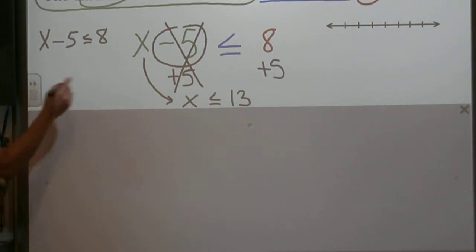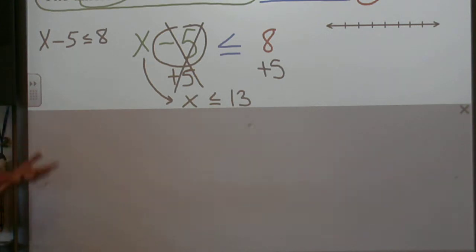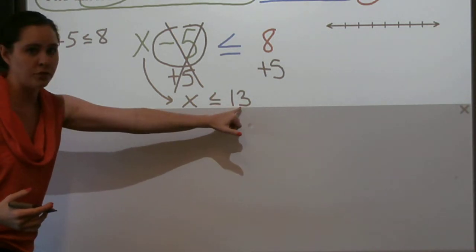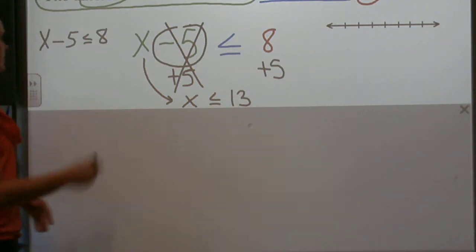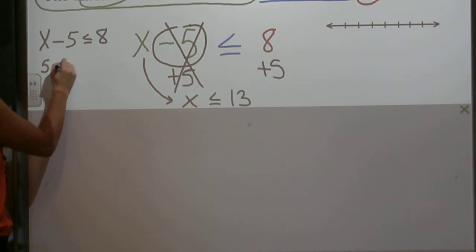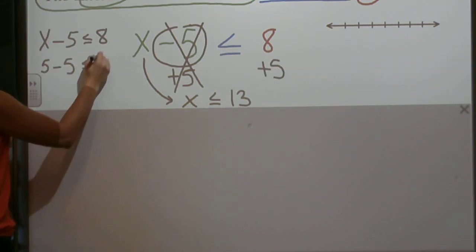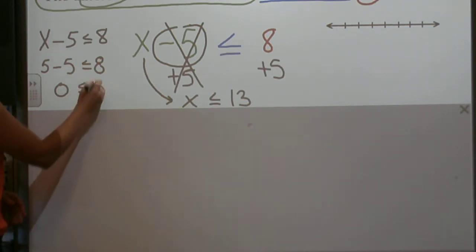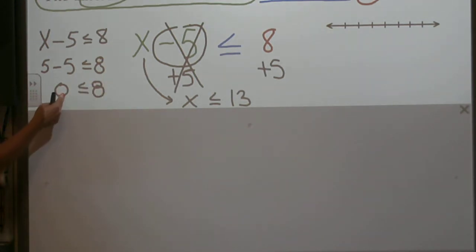So if I say, what if x was equal to 5, right? Because x can be any number less than or equal to 13, and 5 is less than 13. So if I said 5 minus 5, okay, and then I did this math, this is 0, and then I read it. 0 less than or equal to 8. Is this a true statement? Yes, it is true, because 0 is less than 8.